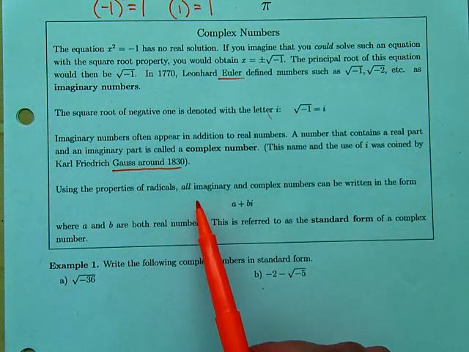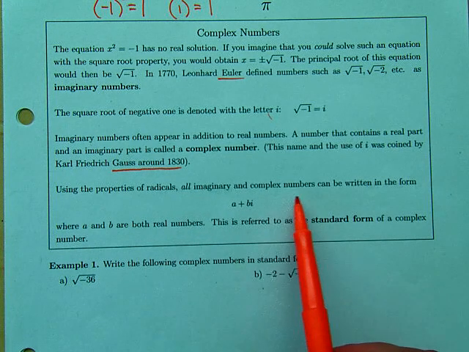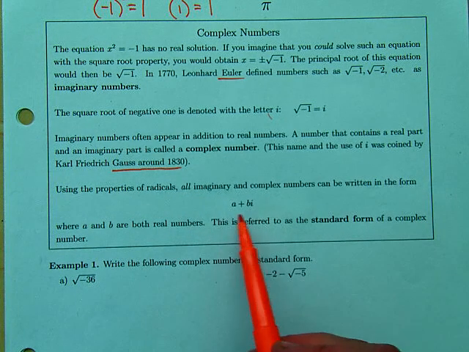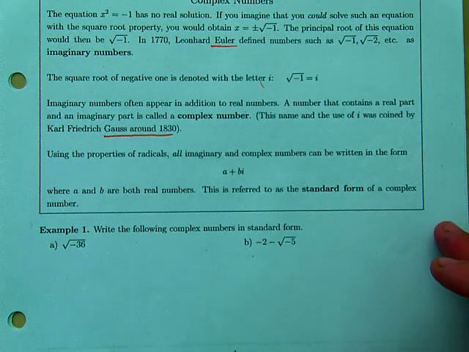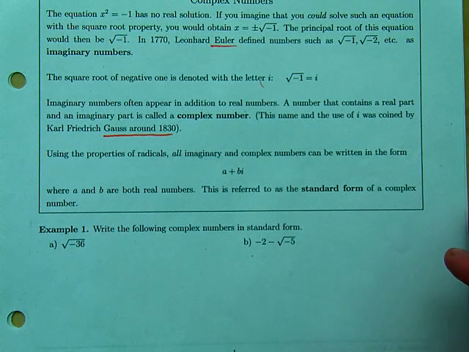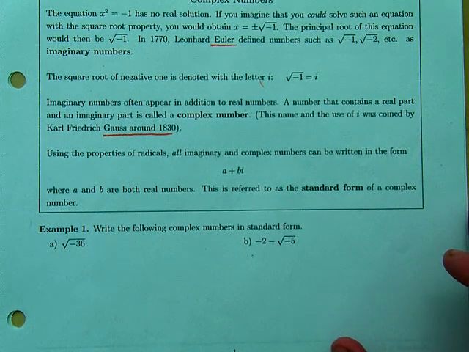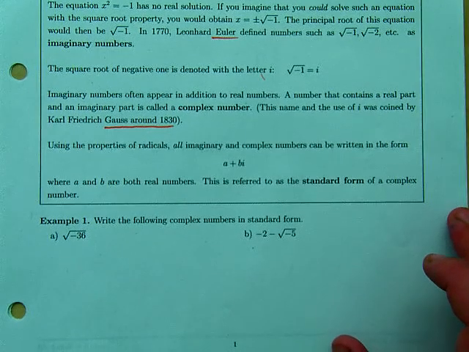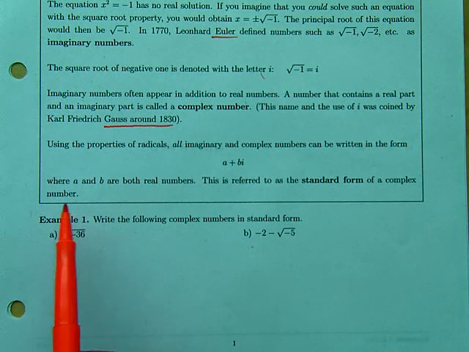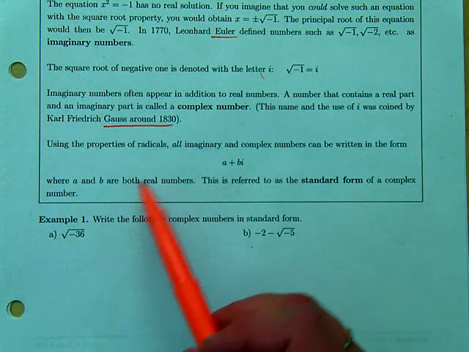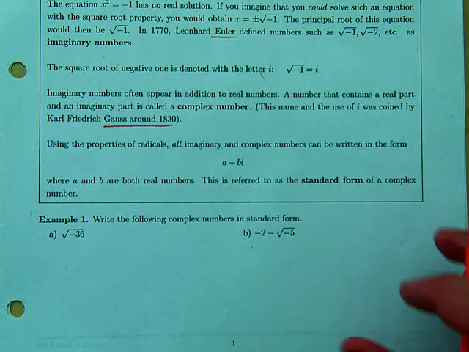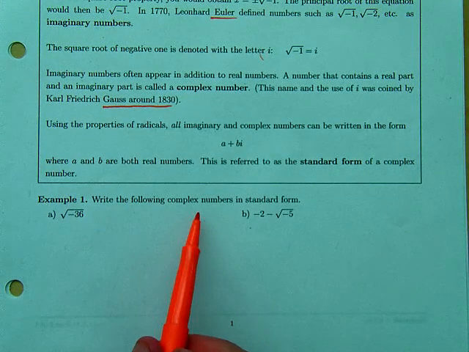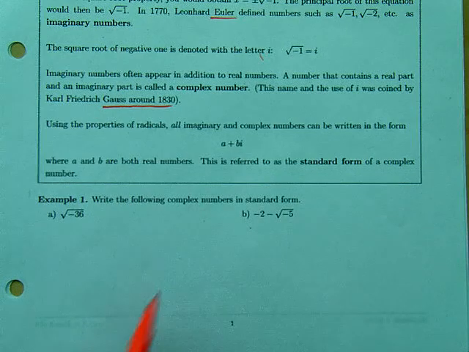Using the properties of radicals, all imaginary numbers and complex numbers can be written in the form a plus bi, where a and b are both real numbers. This is referred to as the standard form of a complex number. You're going to go into this a lot more in depth in your Math 95. This is kind of an intro to what you're going to be looking at there. So write each of the following complex numbers in standard form.